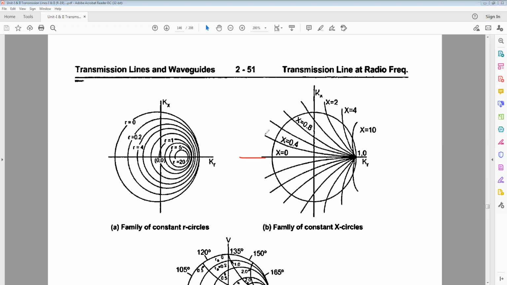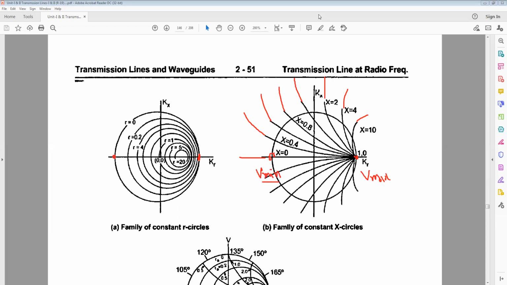Increasing we are going like this 0.4, 0.6, 0.8. Let us take 1, 2, 4, 10 and so on. The last value here is infinite. Here also the R circles get to infinite. Both of these on the right hand side are infinite value and the left hand side the least value. So always we can take V maximum towards the right side and V minimum towards the left side.